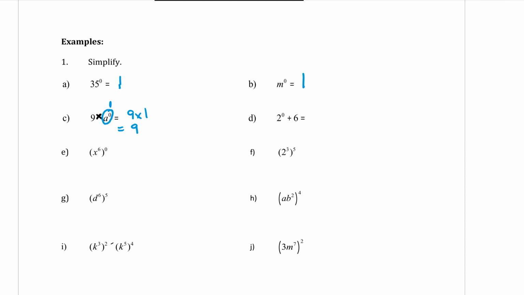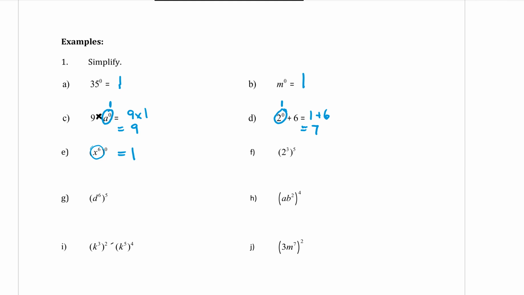So also very similar is D. We have 2 to the power of 0. Well, the 2 to the power of 0 is going to be equal to 1. But then we have a plus 6 next to it. So our question is really 1 plus 6. Well, 1 plus 6 equals 7. E. x to the power of 6, all to the power of 0. That is saying that all of this x to the power of 6, everything in that bracket is to the power of 0, so that is equal to 1. So you could put something really messy inside that bracket. If it is all to the power of 0, then it will be equal to 1.